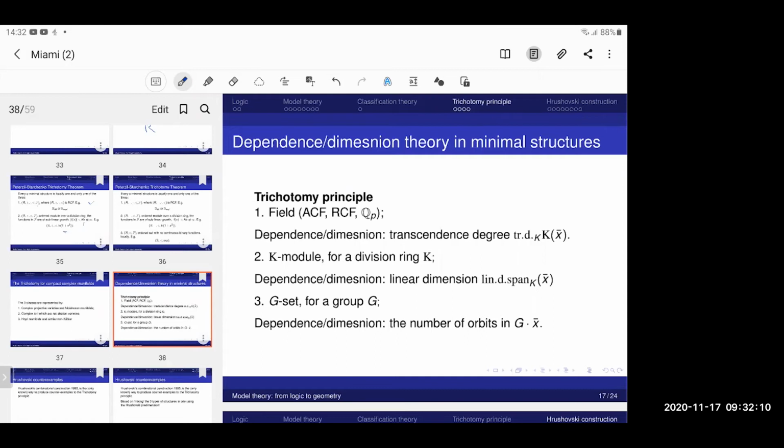So this notion of dimension and corresponding dependence, so like a transcendence degree corresponds to the algebraic dependence. So the points in the field being algebraically dependent or independent. The linear dimension corresponds to linear dependence, of course. And the G-set dependence corresponds to being in different orbits.